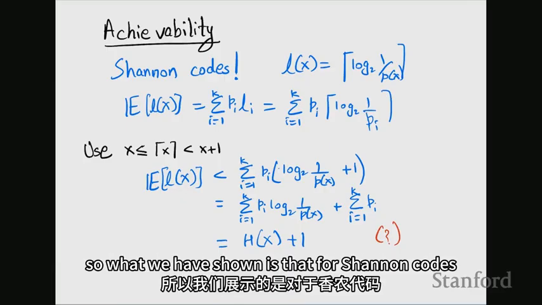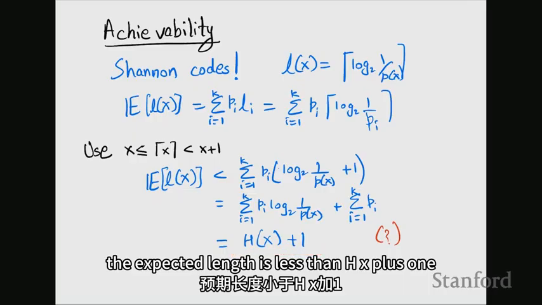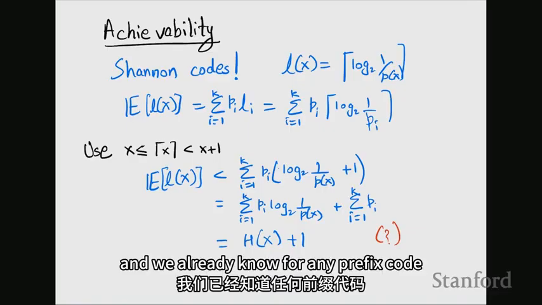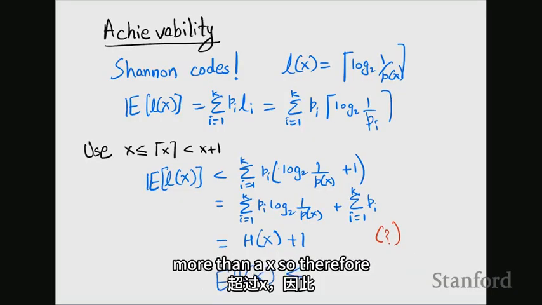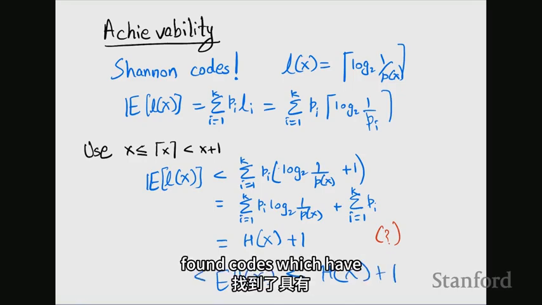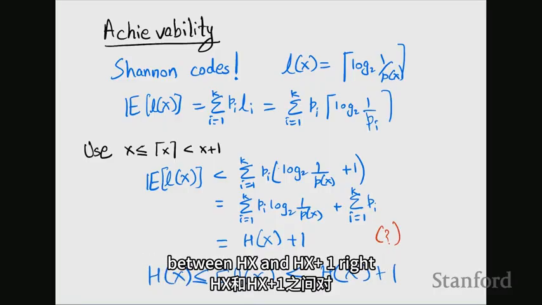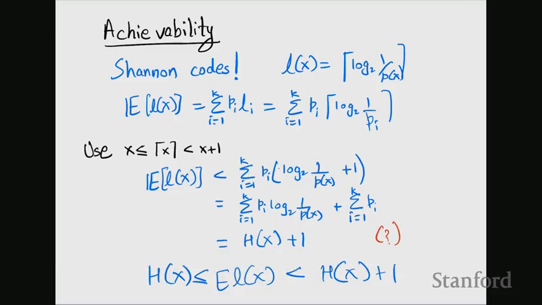So what we have shown is that for Shannon codes, the expected length is less than Hx plus 1. And we already know that for any prefix code, expected length cannot be less than Hx. So therefore, we have found codes which are in this very narrow window between Hx and Hx plus 1. So we have already gotten super close to the entropy. We are 1 bit away from entropy. Is that okay? Okay.